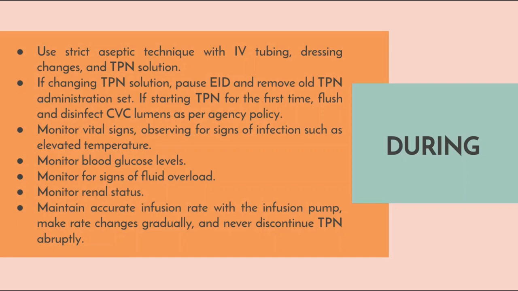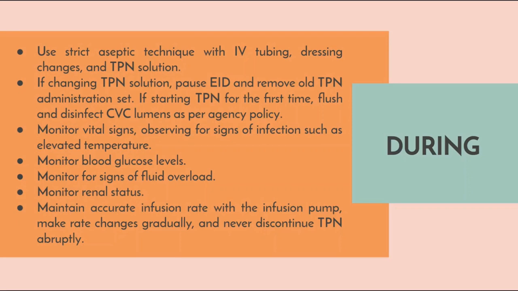Monitor vital signs, observing for signs of infection such as elevated temperature, since bacteria may grow in high glucose and high protein solutions. Monitor blood glucose levels, observe for signs of hyperglycemia or hypoglycemia, and administer insulin as directed. Since blood glucose levels may be affected if TPN is turned off, if the rate is reduced, or if excess levels of insulin are added to the solution.